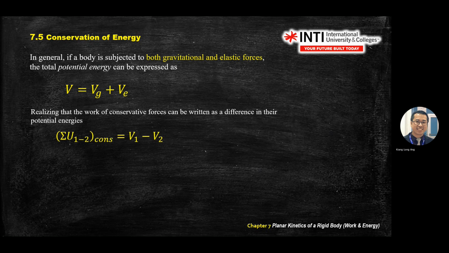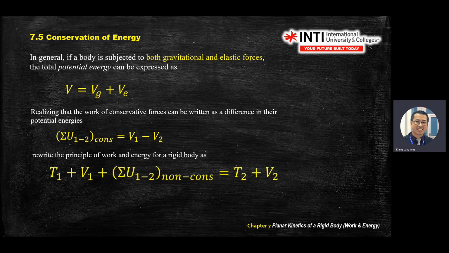All right. So previously we wrote the work of conservative forces equal to potential before minus after, right? So the full equation for the principle of work and energy, if you want to go full, is kinetic plus potential plus work of non-conservative forces, equal to kinetic plus potential. This is a non-conservative force like friction. So if you have friction, then normally you see this one.